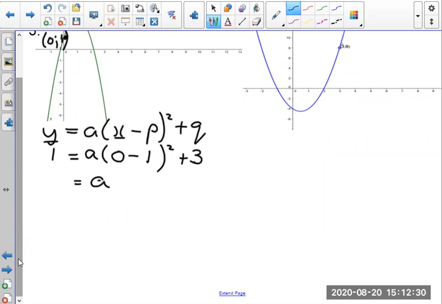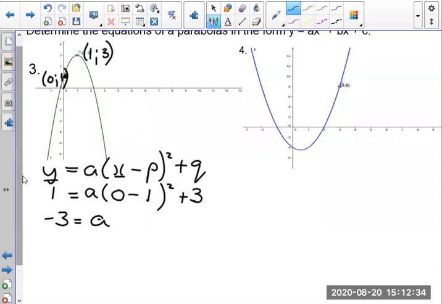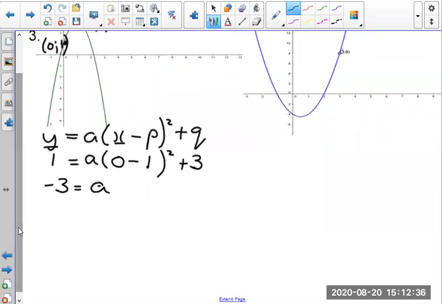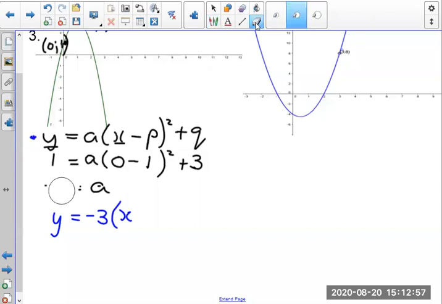If I take the 3 to the left-hand side, I get minus 3. Is it a sad parabola? Yes, it is. So now I substitute again into my original equation. So y equals a, I calculated it as minus 3. x stays x and y stays y, because that stands for all the points. 1 minus 3 is minus 2.